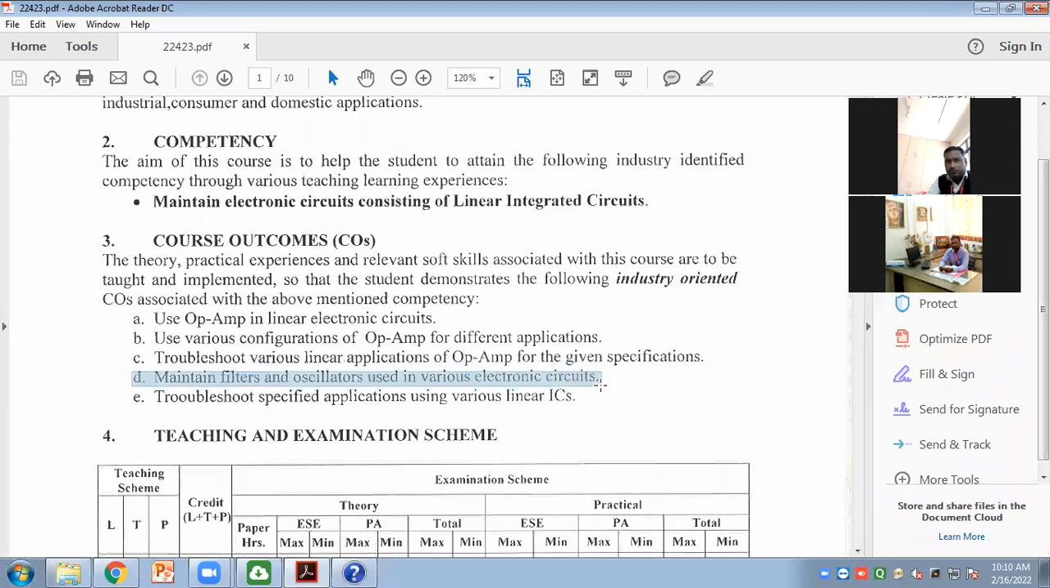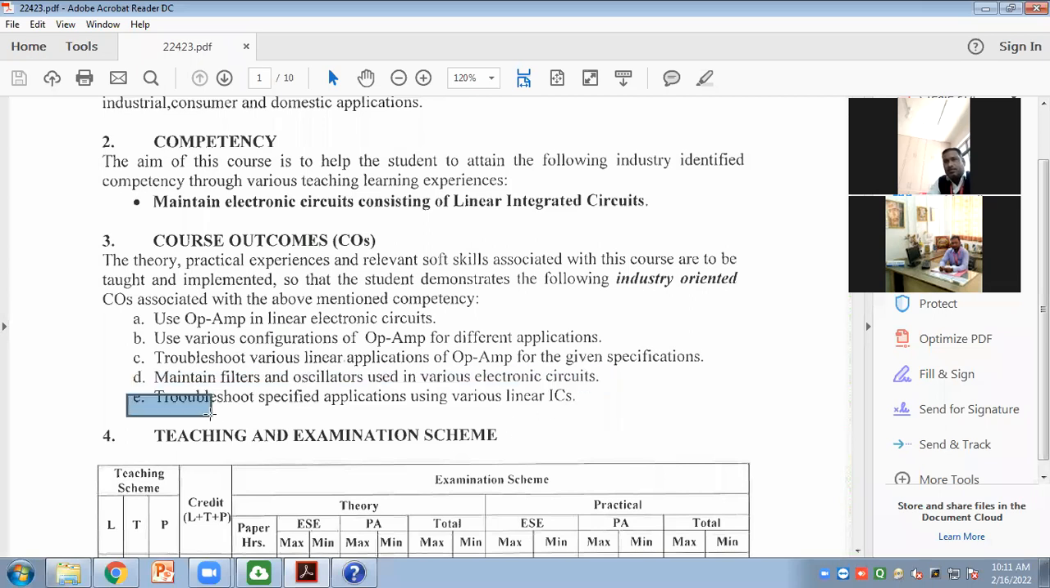Then the fourth chapter, which is something different from 741. We are going to design filter circuitry or oscillator circuitry by using the given ICs, to maintain filters and oscillators used in various electronic circuits. Particular ICs are given, and with the help of those ICs we are going to design different applications of filters and oscillators. This is the fourth chapter.